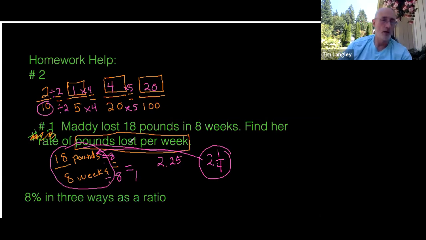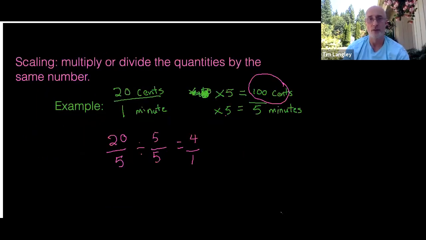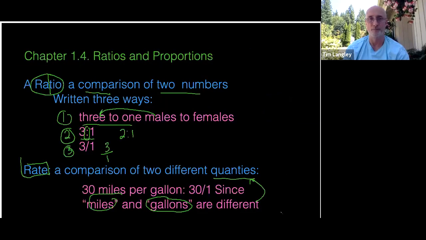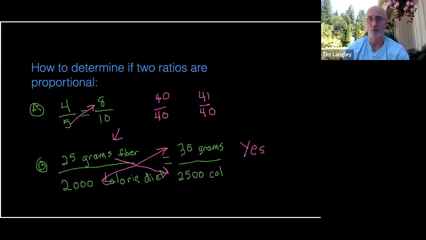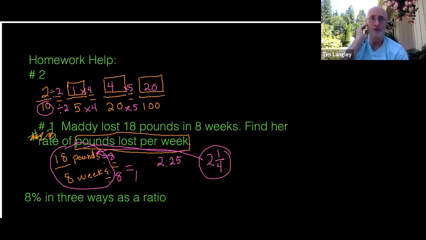Question number 3 says, suppose the sales tax in your town is 8%. Write at least 3 interpretations of this ratio, okay? And I want you to think back to how I showed you this right here on the screen, the 3 different ways that you could show a ratio. That's basically what it's asking you to do, to write that out 3 different ways. So 8% is 8 over 100. I'll let you figure out the rest of those.